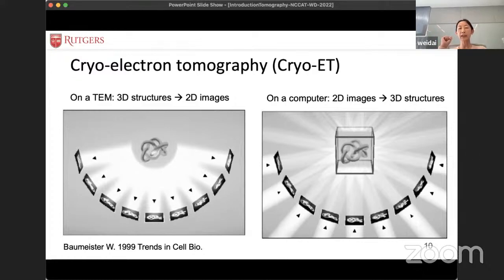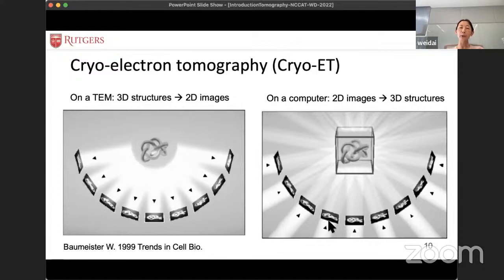And then the technique to understand it is basically like a CT scan in a hospital. You load the sample into the microscope, you take images from different tilting angles, and eventually you go back to a computer to computationally align those images and back project them into a 3D map. Okay, so this is the fundamental of cryo-electron tomography, or cryo-ET.